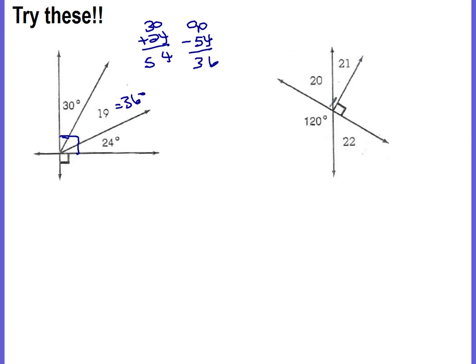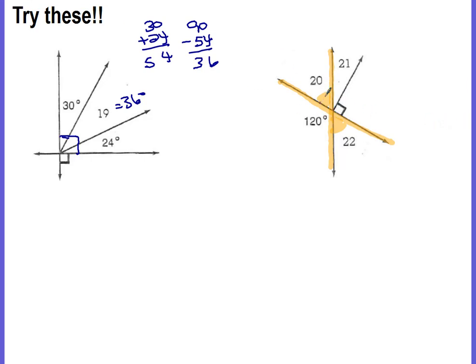Okay, I can see that I have a right angle. Now, can you tell that you also have vertical angles? Because I see an X. Do you see an X? That means angle 20 and angle 22 are congruent. They're equal because they're vertical angles.